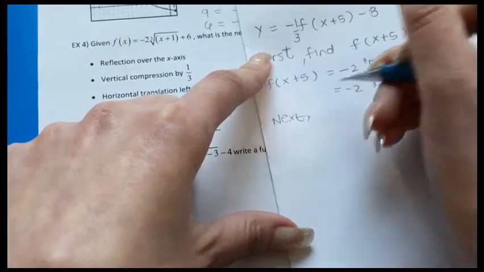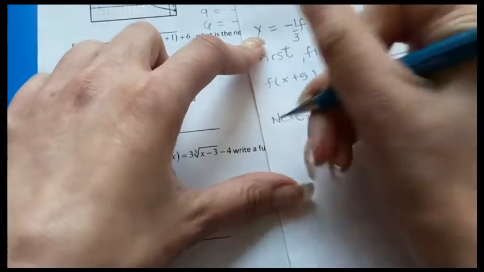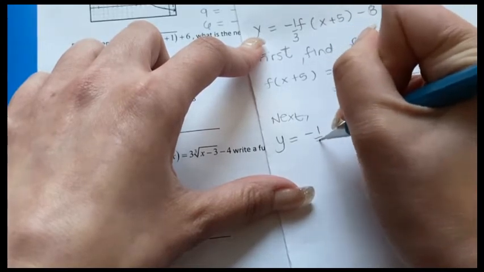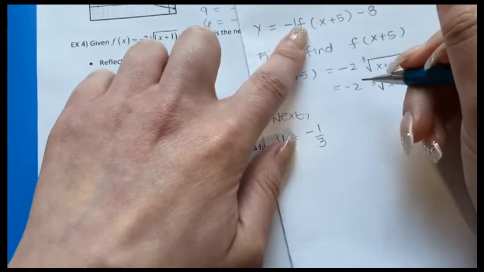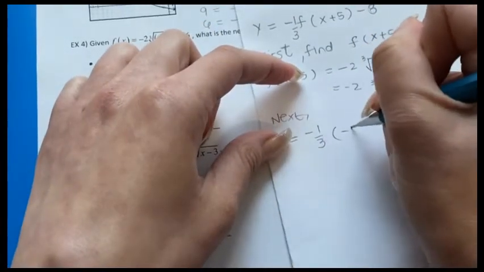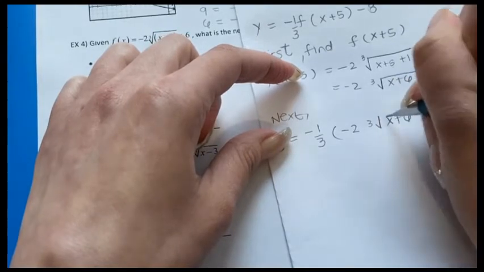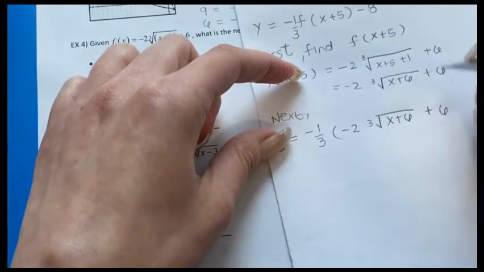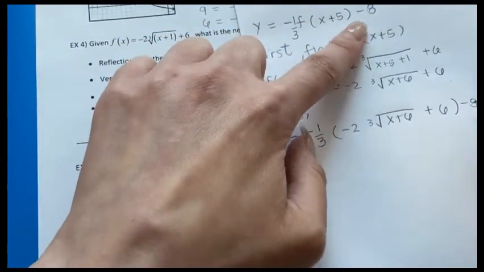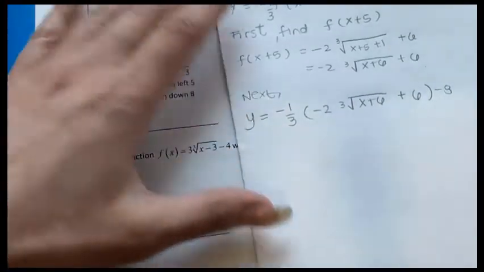So the next step is going to be, you know my steps, actually finding your y. So you have y is equal to negative 1/3, and instead of this f of x plus 5, we're going to plug all of this chunk. So you have negative 2 the cube root of x plus 6 plus 6. Close your parentheses, and then the minus 8 that you have over here. So you have the situation.